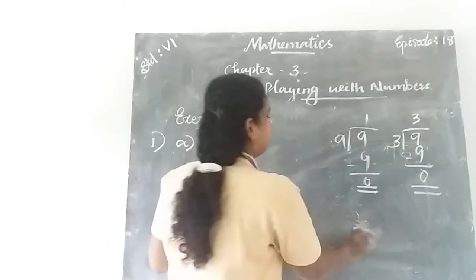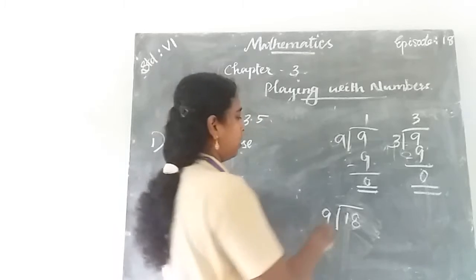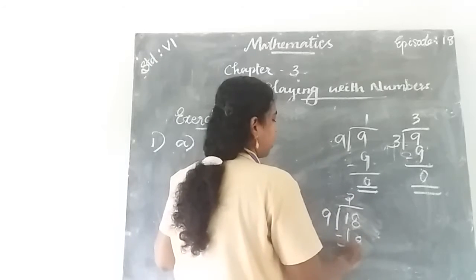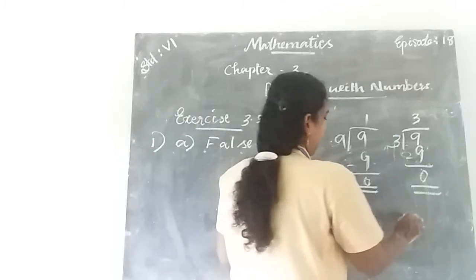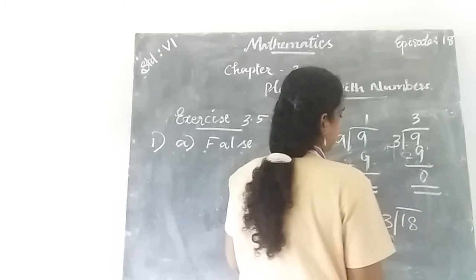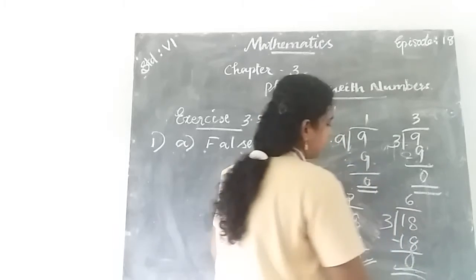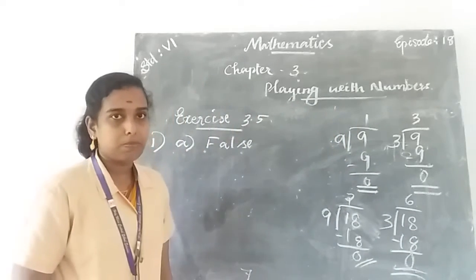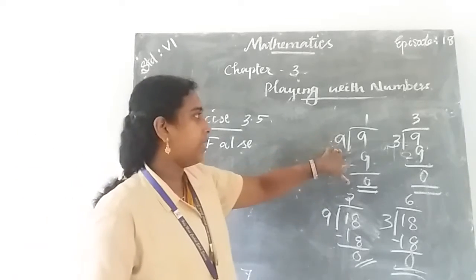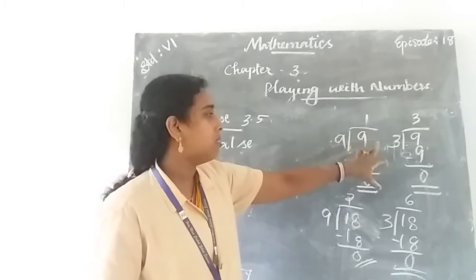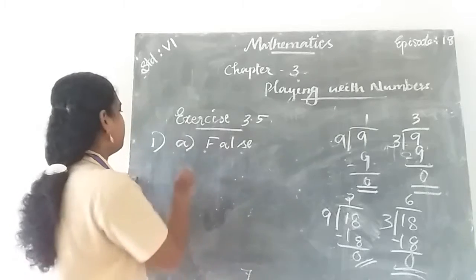And take another number, 18. 18 is divisible by 9. 2 9s are 18. We get the remainder 0. So we can say that 18 is divisible by 9. And here 18 is also divisible by 3. 6 3s are 18 and we get the remainder 0. So we can say that 18 is also divisible by 3. So if we take any number that is divisible by 9, then it must also be divisible by 3. Okay, so the statement is true.